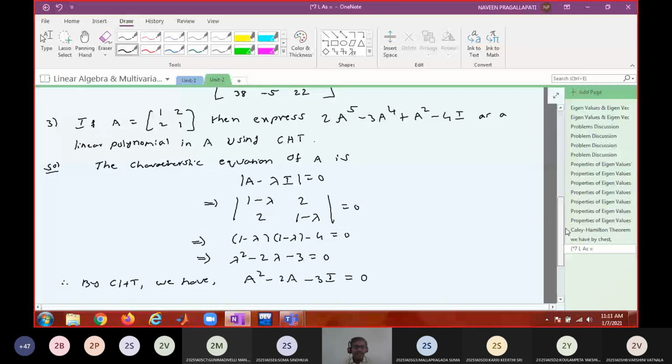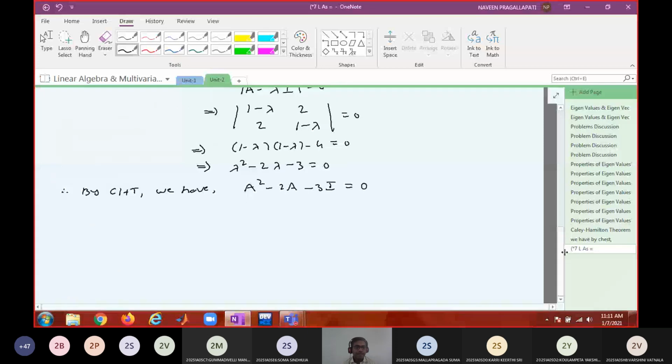You are asked to find 2A^5 minus 3A^4 plus A^2 minus 4A. So how can I simplify this? How do you want me to proceed?